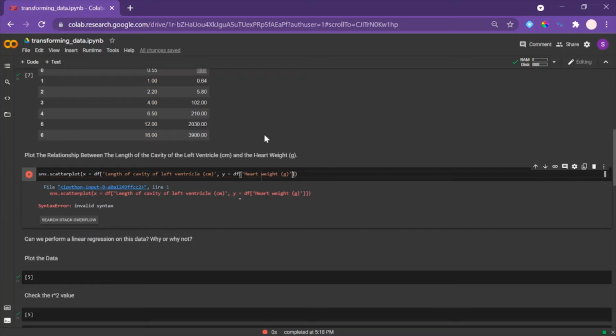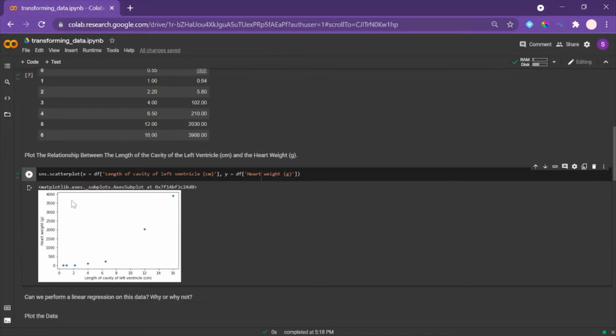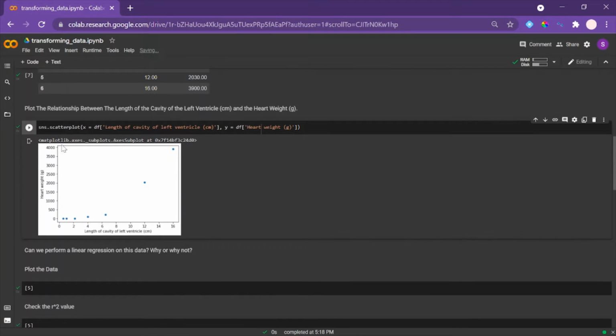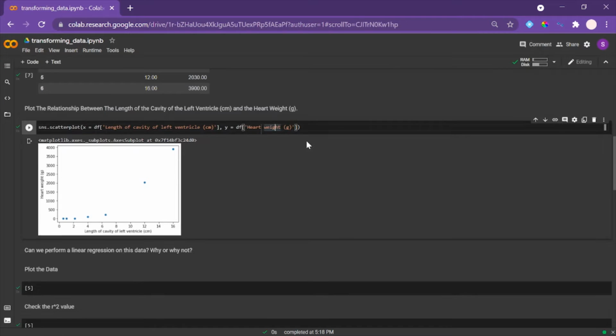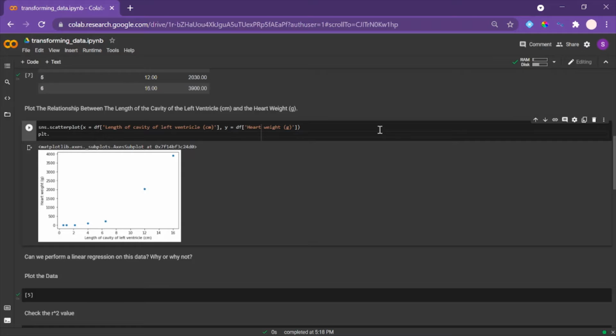Okay, make sure we don't have two brackets there. What's wrong now? Let's see if we can fix that. Oh, that's why, because we moved it, so that's okay. Got that. Perfect. So this is the relationship. This describes the relationship between the length of the cavity of the left ventricle and the heart rate. So I'm going to use Matplotlib to give it a title.